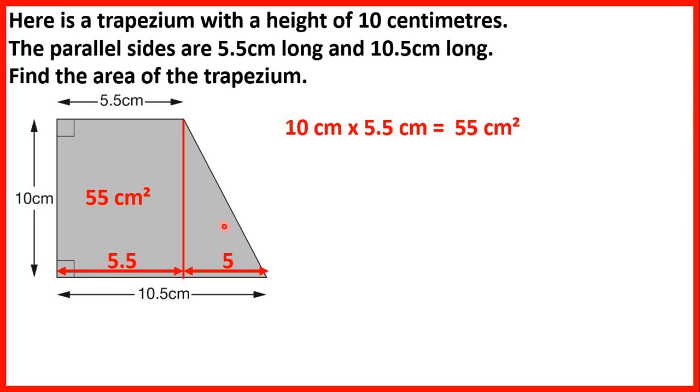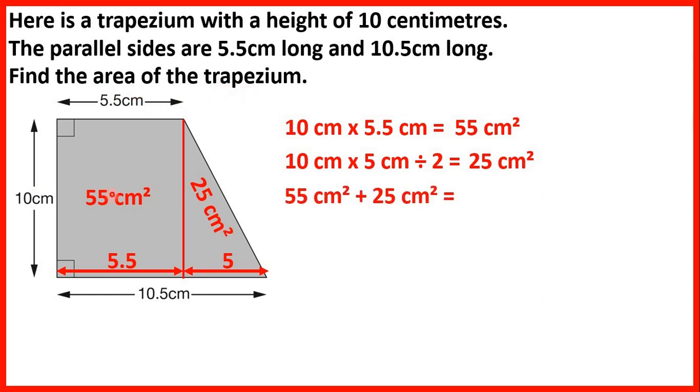Now to find the area of a triangle, we can multiply the base by the height and then divide by 2. So 5 times 10 is 50, or 10 times 5 is 50, divided by 2 is 25. So the triangle has an area of 25 centimetres squared. But we want the area of the whole trapezium, so we need to add the area of the rectangle and the area of the triangle. And that gives us an area of 80 centimetres squared.